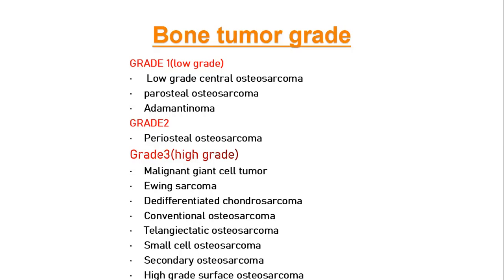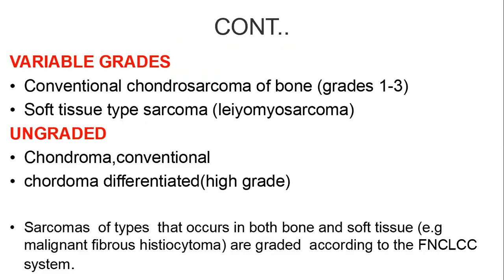Remember, we were able to have the classification of bone tumors, and we discussed those arising from bone-forming cells, those arising from cartilage and the fibrous tissue, and finally, those of unknown origin. So other than those 3 grades, we also have the variable grades, and this includes conventional chondrosarcoma of bone, which is grade 1 to 3. We have soft tissue type sarcoma, which is leiomyosarcoma. And we have the ungraded types of sarcoma, including chondroma, which is conventional. Then we have the differentiated chordoma, and that falls under high grade.